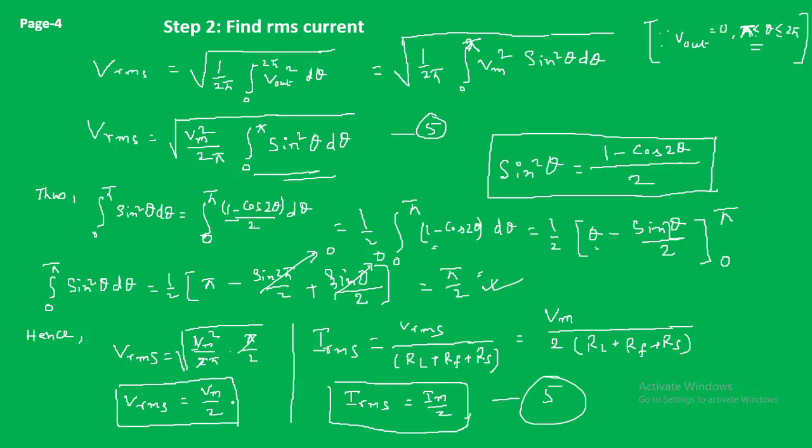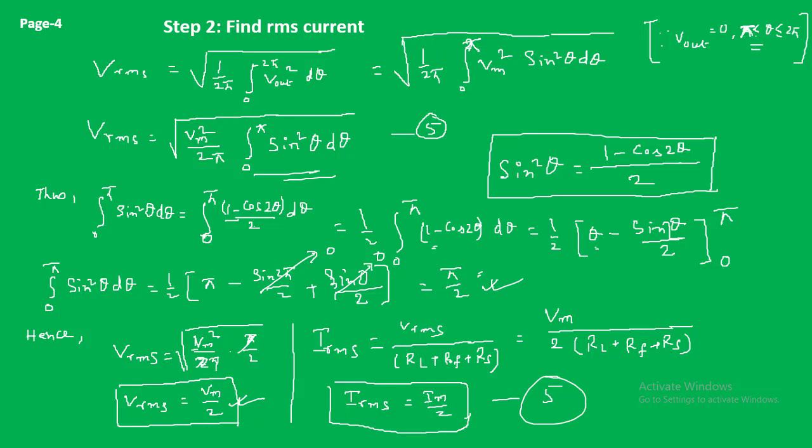So substituting this value over here, what we are getting is Vm square by 2 pi into pi by 2. So pi and this pi are getting cancelled. So we are left with under root Vm square by 4. So that is resulting as Vm by 2. So VRMS value is Vm by 2 for half wave rectifier. For full wave rectifier it will be different, so we will have to find it separately. Now IRMS is what?